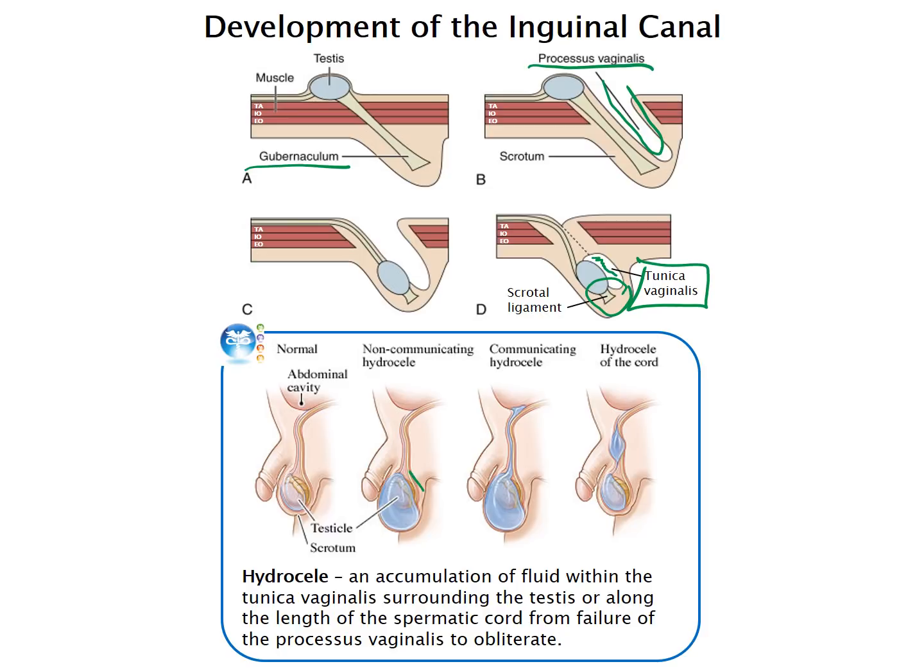Here is an example of a non-communicating hydrocele, because the fluid is localized to the area of the tunica vaginalis only. This communicating hydrocele indicates that the processus vaginalis did not obliterate at all, and in fact there is an open connection between the abdominal cavity and the tunica vaginalis. And the third option would be to have a cyst form somewhere along the length of the remnant of the processus vaginalis.